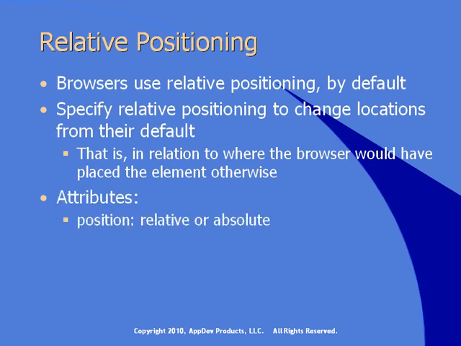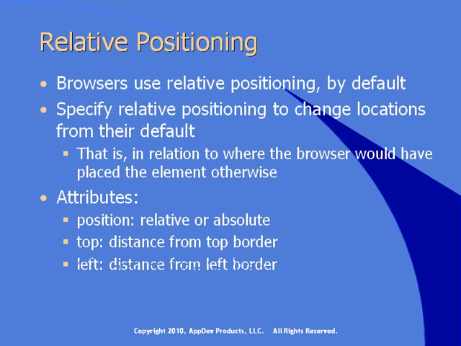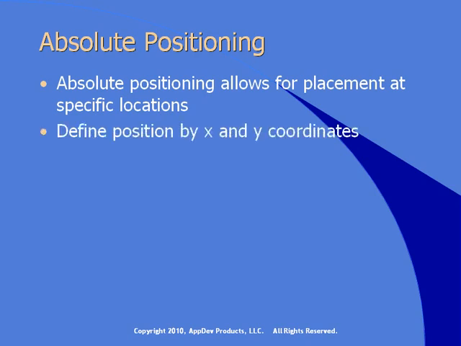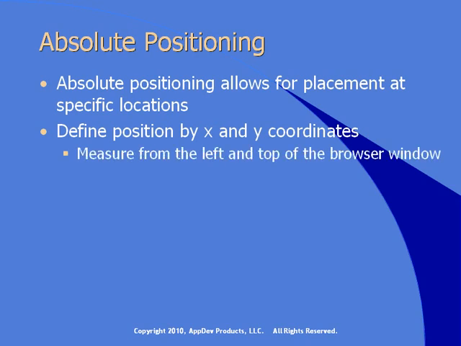There are attributes like position, whether it's relative or absolute, top, which is a distance from the top border, and left, a distance from the left border, and since it's relative, those values mean distance from the top border of where it would have been otherwise. For absolute positioning, this allows you to place things at specific locations. You define the position by the X and Y coordinates, and you measure from the top and left of the browser window. Well, let's try some examples showing off all of these various style attributes.